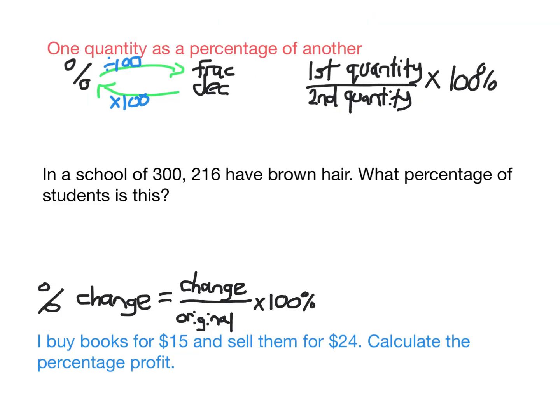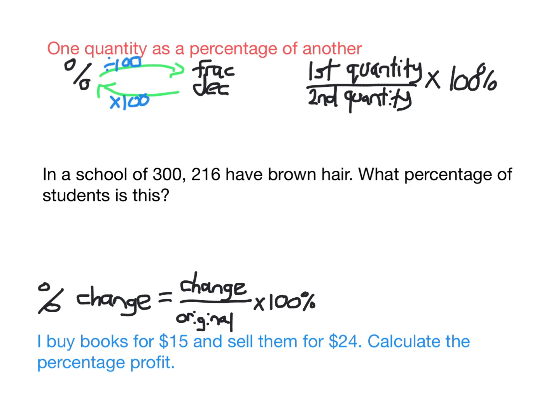So percentages are just fractions whose denominator is 100. For example, 73% means 73 over 100. So you can write percentages as fractions or decimals, and this is how you convert between them. To go from a percent to a fraction or decimal, you divide by 100. To go the other way, you times by 100.